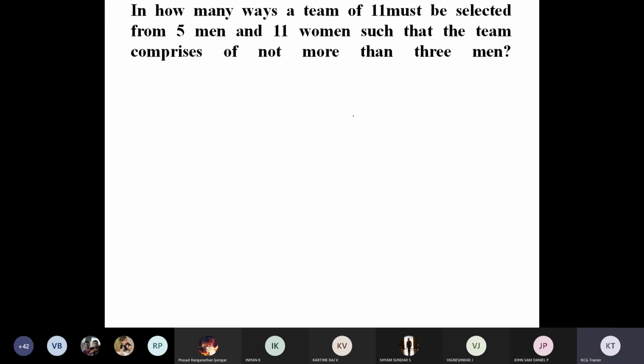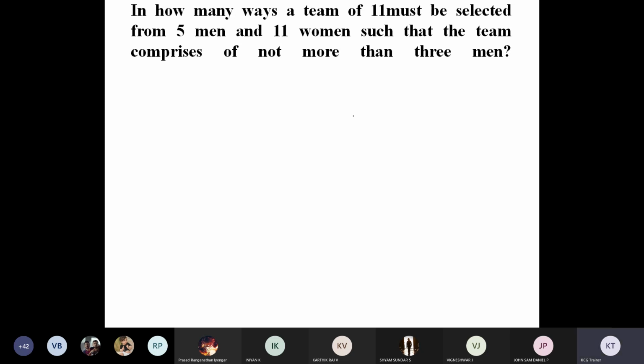In how many ways a team of 11 must be selected from 5 men and 11 women, such that the team comprises of not more than 3 men. So please understand the condition carefully, then we can proceed with the questions. First, understand the conditions carefully.